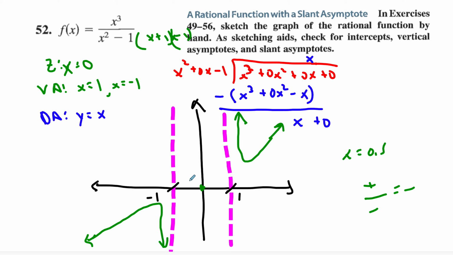Well, it's going to be negative over negatives. So it turns out that we're looking at just like that for the sketch. And that concludes our examples of sketching graph rational functions.